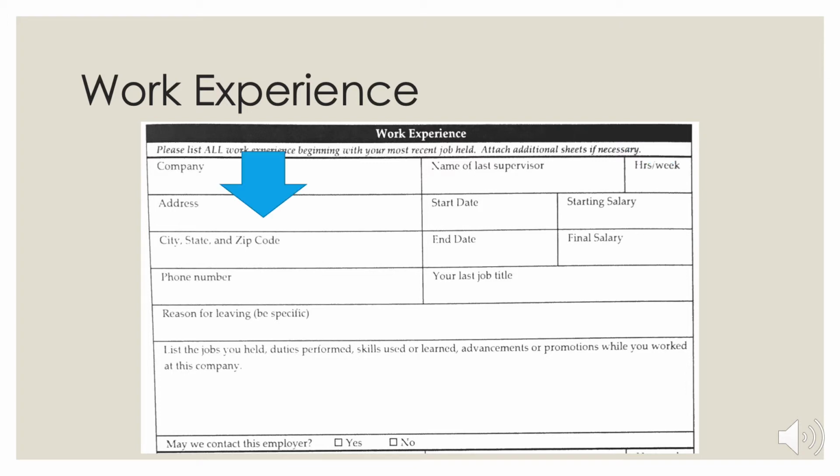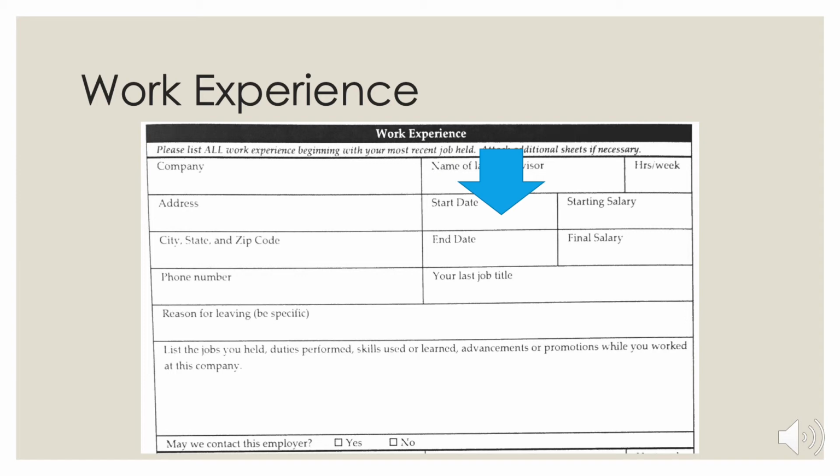Next, what was the address of the company you worked for? In this box, they are asking for only the street number and the street name. This box below is where you would put the city, state, and zip code of the company. Next, what was the main phone number for the company? Write that here.